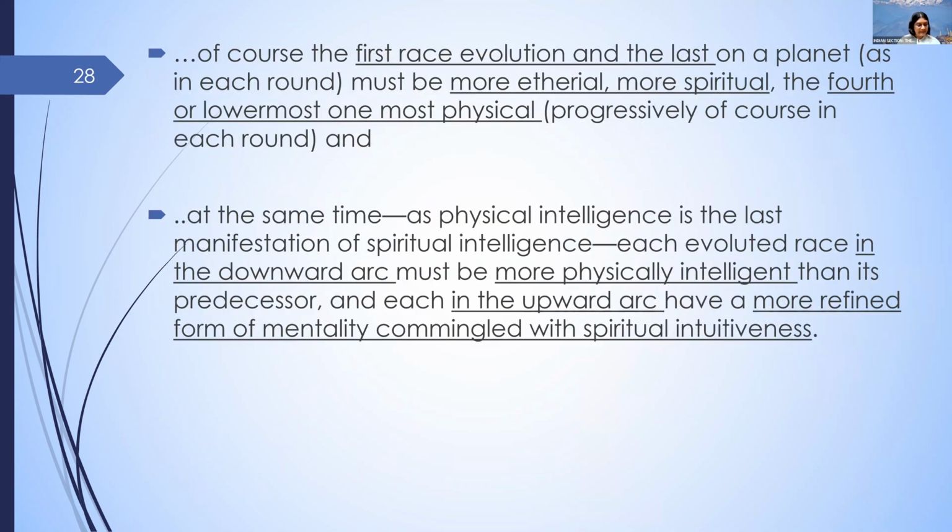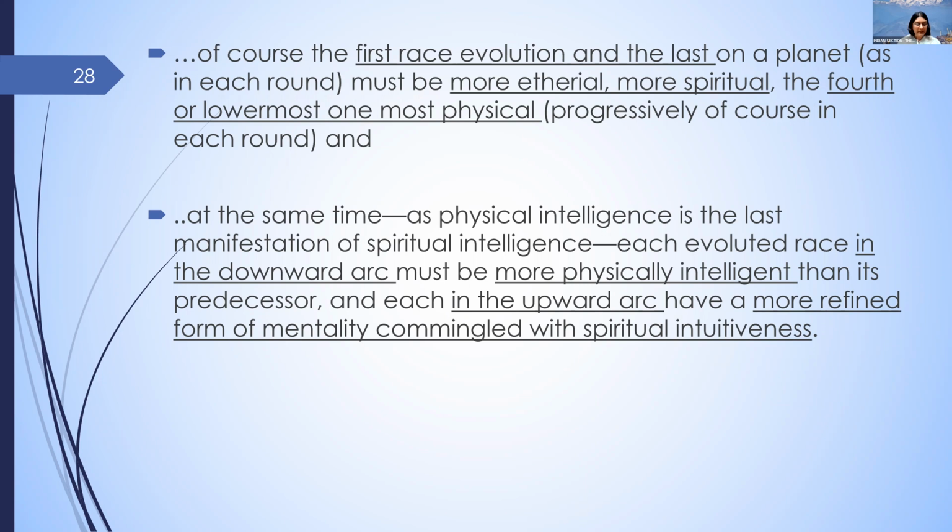Then further he says, of course, the first race evolution and the last on a planet, as in each round, must be more ethereal, more spiritual. The fourth or the lowermost most physical, progressively, of course, in each round. So it's the same thing. Whatever applies to a round also applies to the races. So first race is most spiritual, reaching the most materiality in the fourth race.